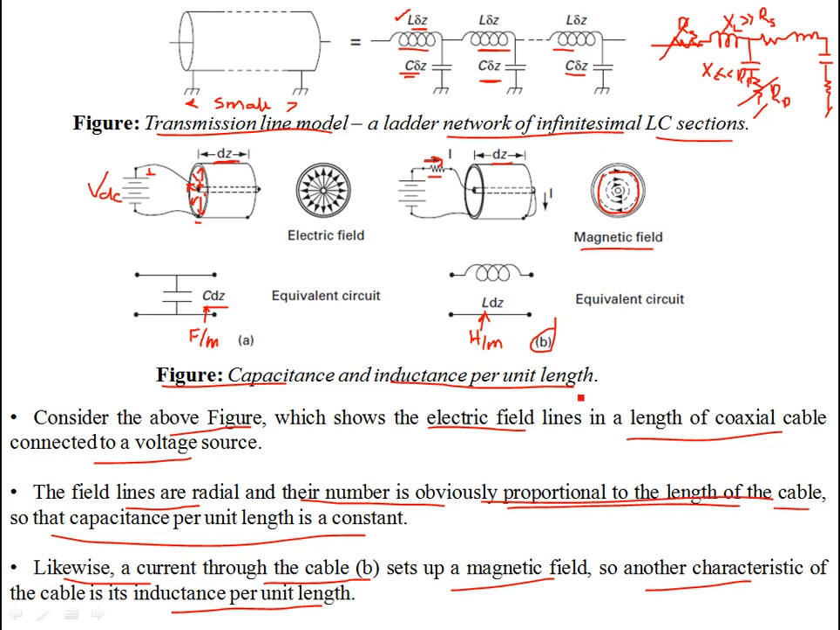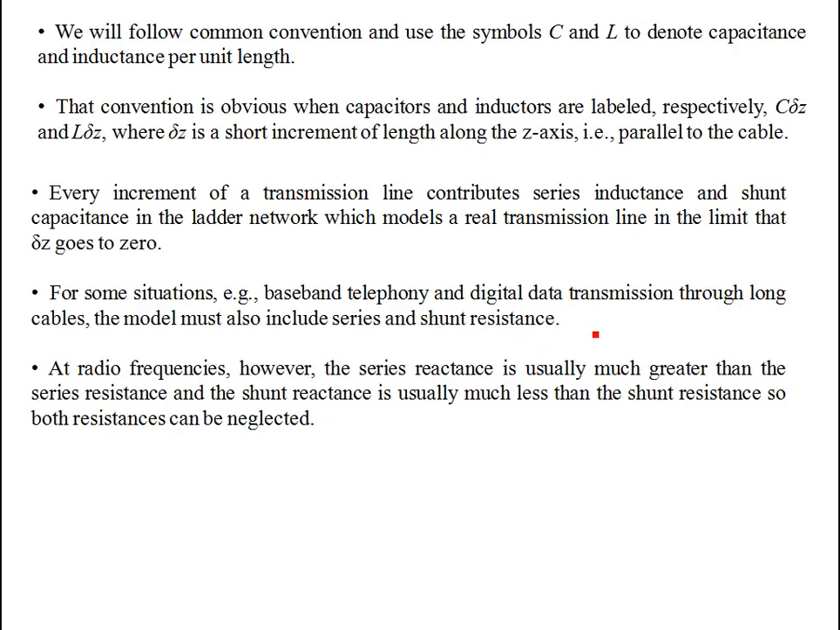That's why we are considering the per unit length quantities, inductance and capacitance per unit length, henry per meter and farads per meter. We'll follow the common convention and use the symbols L and C to denote the inductance and capacitance, but mind that these are per unit length. So C is still farads per meter, and L is henry per meter. That convention is obvious.